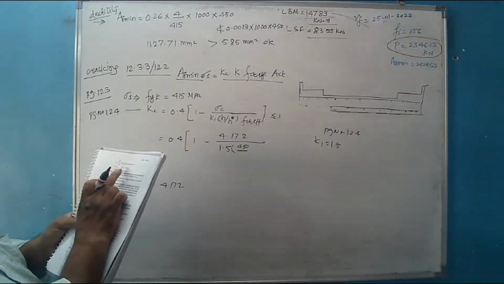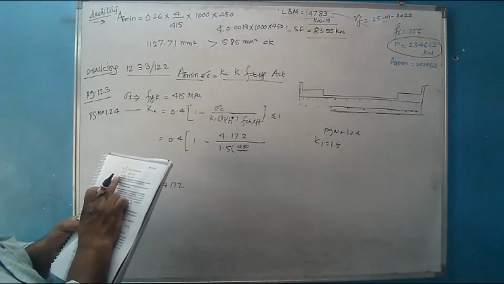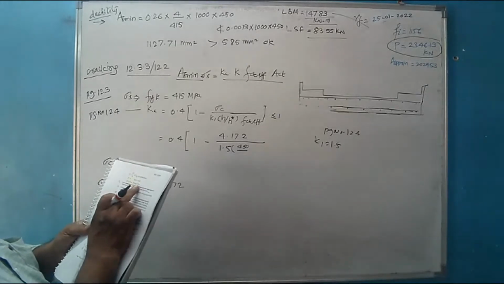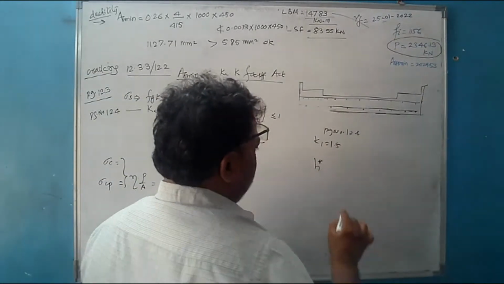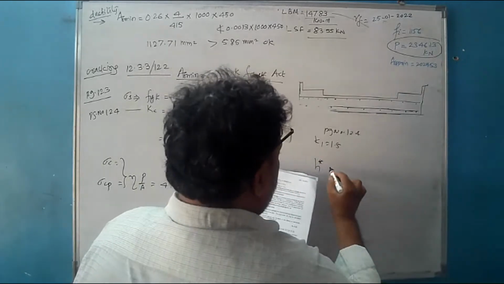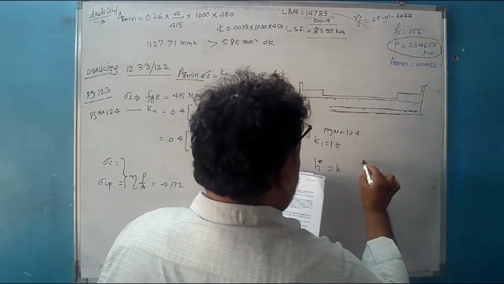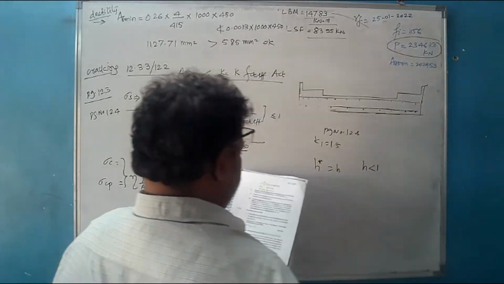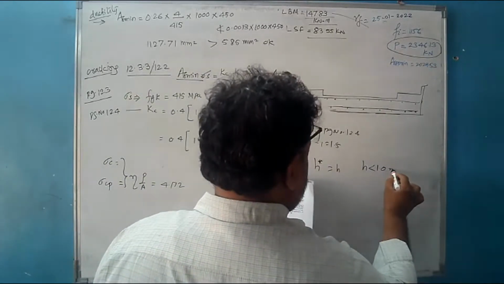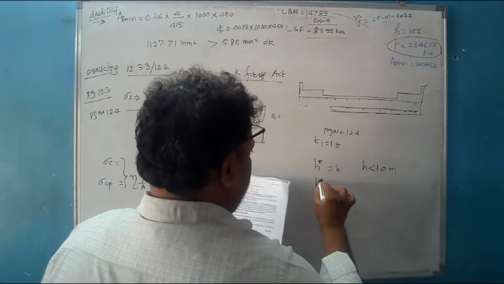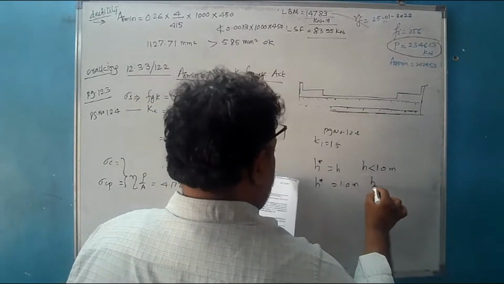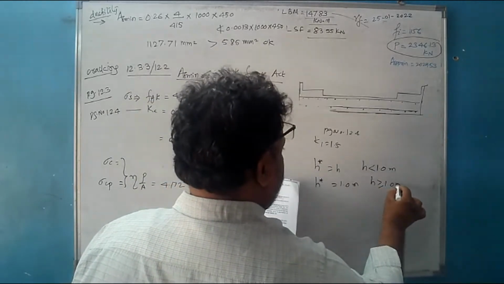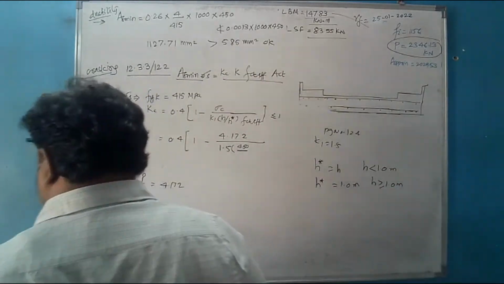H star is equal to h for h less than 1. H star is equal to 1 for h greater than 1. H star is equal to h for h less than 1 meter. H star is equal to 1 meter for h greater than or equal to 1 meter. H is nothing but the depth of the section.